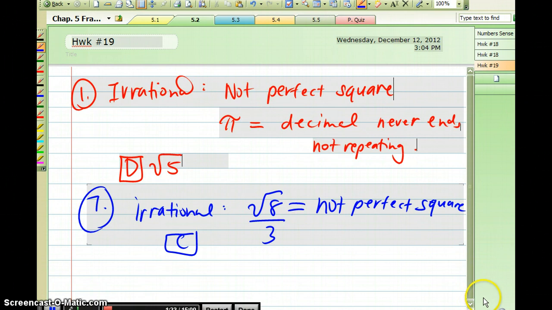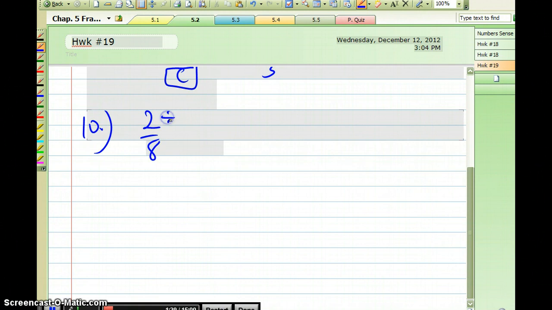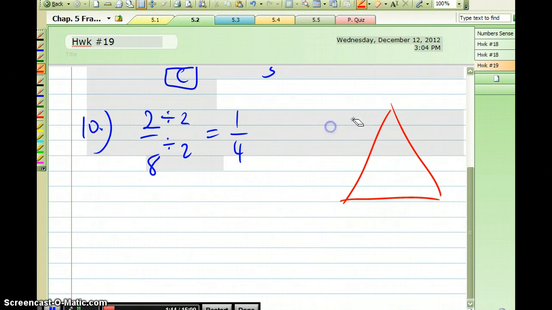Okay, turning to the next page, I'm going to do number 10. If I have 2 over 8, I can simplify the fraction and divide both by 2 and get 1 over 4. 1 over 4 is the fraction, and to change from a fraction to a decimal, I can use my triangle chart. Here's fraction up here, decimal down here.